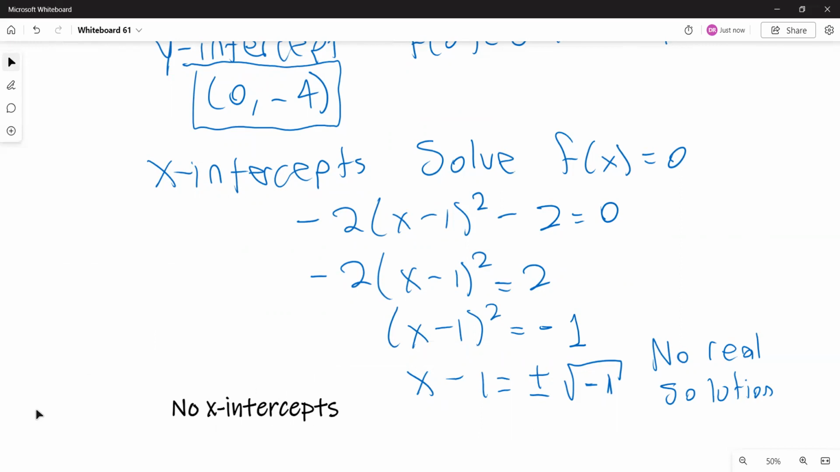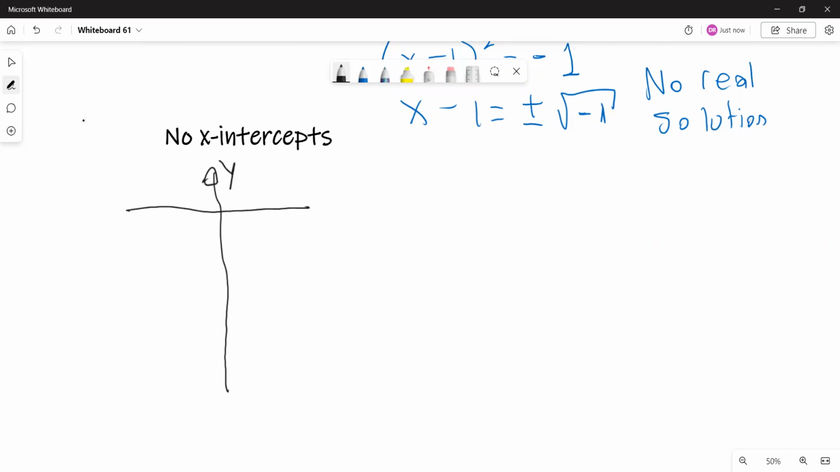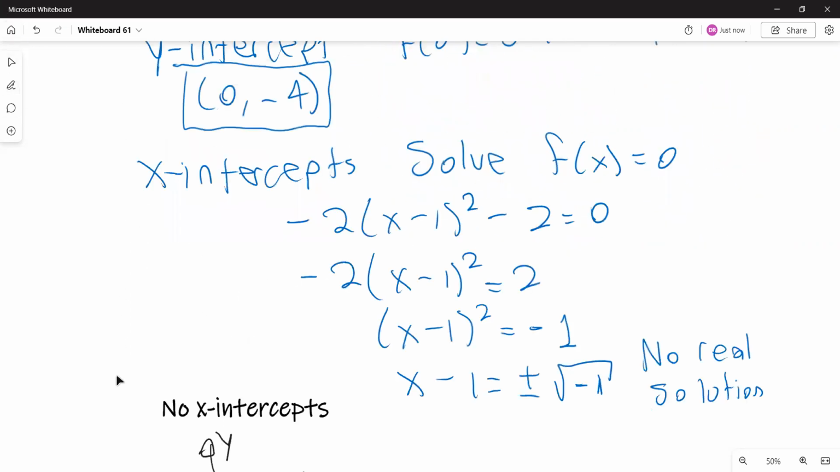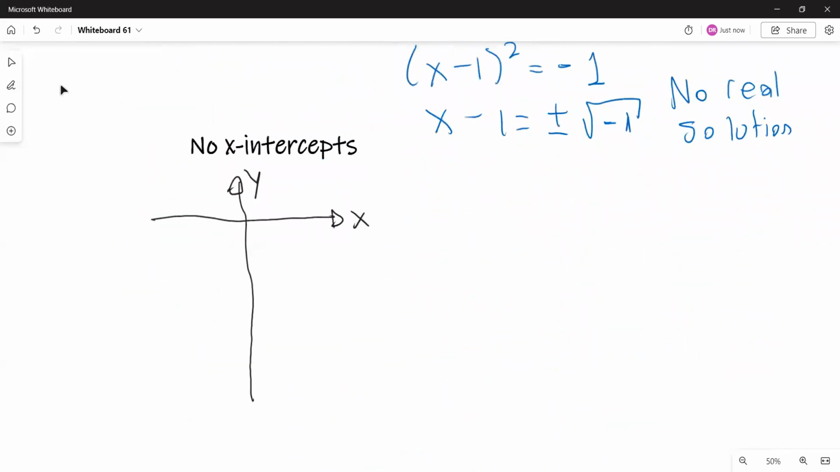From the vertex, we can determine the intervals. From the leading coefficient and the vertex, we can determine the intervals where the graph is increasing or decreasing. The leading coefficient is negative, so the parabola will open downward. But let's draw the graph with the information that we have. We found that the vertex was 1, -2, and the y-intercept was 0, -4.